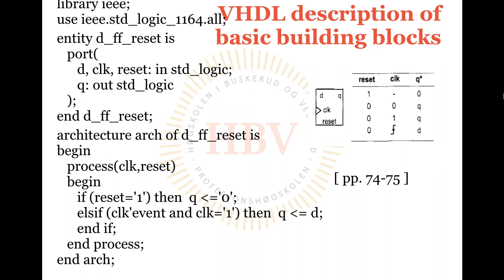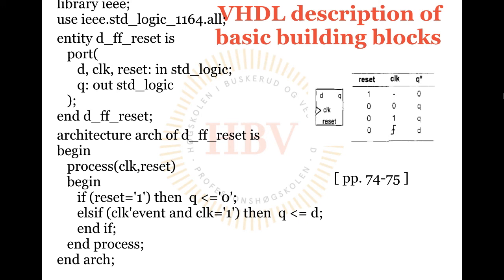Now I will go through the code of a basic D flip-flop with an asynchronous reset. As you can see on the truth table on the right side, the output Q will retain its value as long as the reset is set to low. When the reset is set to high, 1, the output will be reset to 0. Also, the truth table shows us that when there is a rise in the clock signal, the output will be set to the same as the input, that is D.